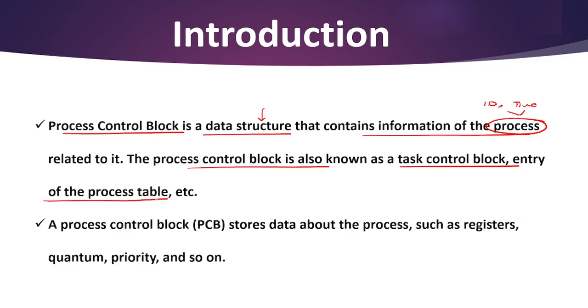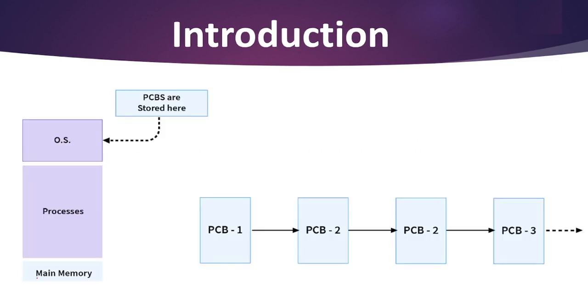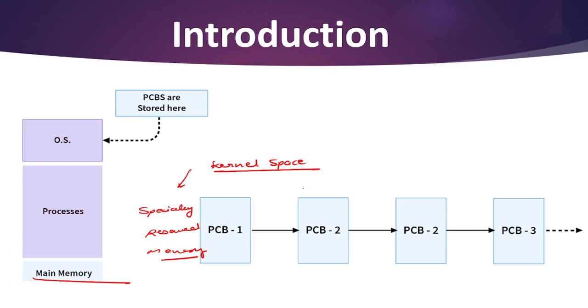Okay, so other than this, we can also say process control blocks are stored in specially reserved memory for the operating system, and this specially reserved memory is known as kernel space. So this statement is very important, right?